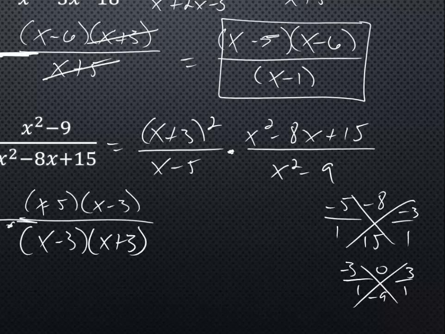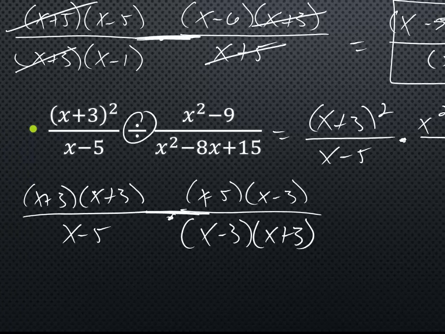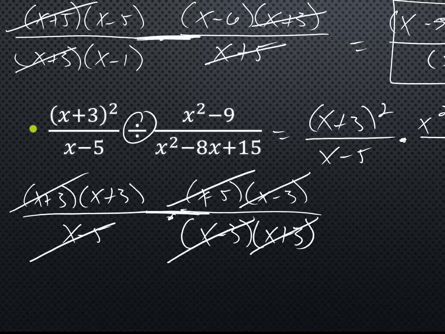Combine and cancel. What cancels? We have an x plus 3, x plus 3, x minus 3, x minus 3, x minus 5, x minus 5. What's left? X plus 3 is left.